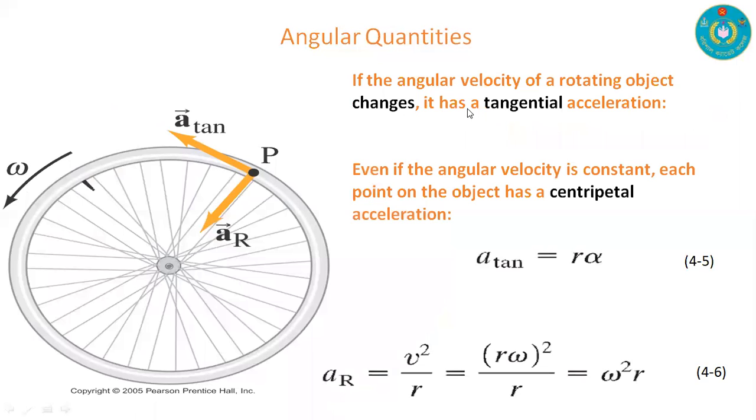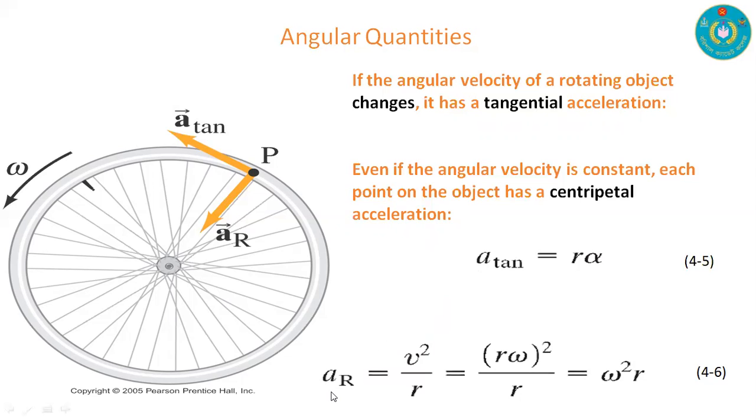And for angular quantities, if the angular velocity of a rotating object changes, it has a tangential acceleration. Here the tangential acceleration is a_t, and we have an acceleration towards the center, and that is centripetal acceleration. Even if the angular velocity is constant, each point on the object has a centripetal acceleration, and we have the equation a_t equals r alpha. Here a_t is tangential acceleration, r is the radius of the circle, and alpha is the angular acceleration.